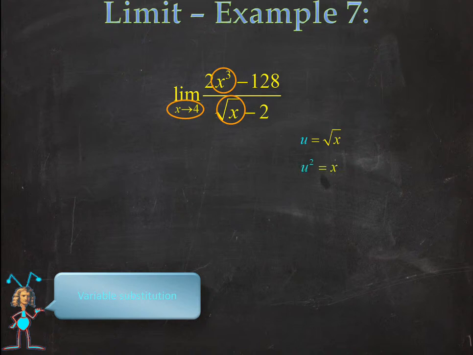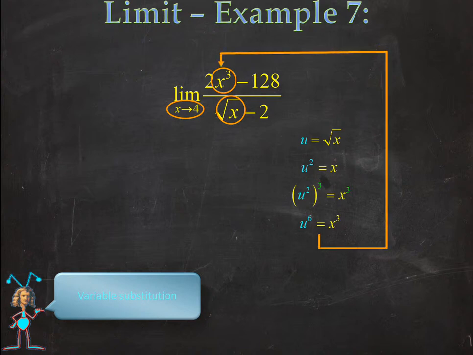I will square both sides to get rid of the square root. So I know that x now equals u squared. I have an x cubed, so if I cube both sides, that gives me u to the 6 equals x cubed. I have all the data necessary to do a substitution. So let's substitute u to the 6 for x cubed. Let's substitute u in for the square root of x.